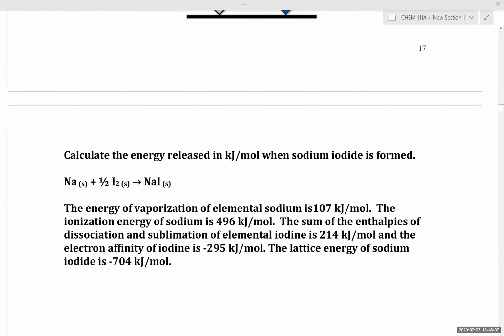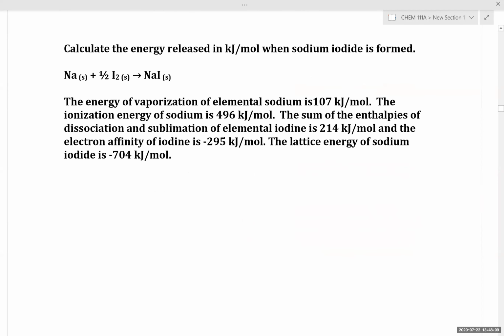But in order to provoke some more questions and to help everyone have an opportunity to try solving these problems similar to what you'd see on an exam, I'd like you to work through the following example. You're asked to calculate the energy released in kilojoules per mole when sodium iodide is formed, given the enthalpy of vaporization of sodium, the ionization energy of sodium, and the sum of the enthalpy of dissociation and sublimation of iodine, which is 214 kilojoules per mole.